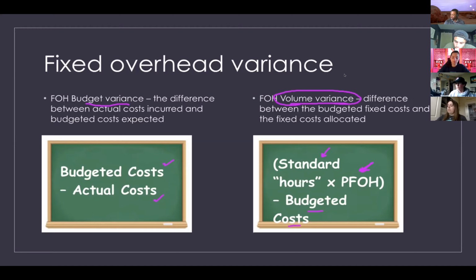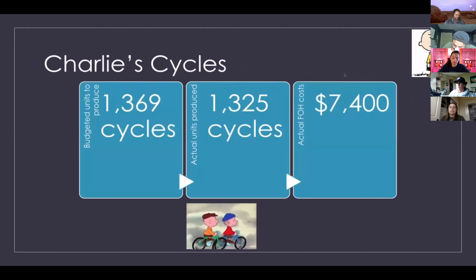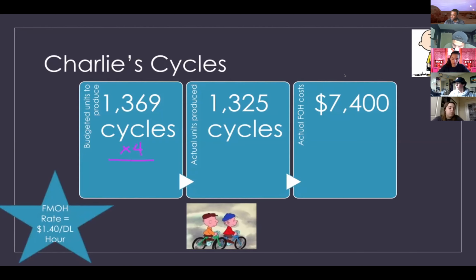So I'll show you an example with Charlie Cycles. The budget was for 1,369 bicycles and tricycles, right? 1,000 bicycles, 369 tricycles. Each one we estimated would take 4 hours. So that was 5,476, and then we multiplied that by our predetermined manufacturing fixed overhead rate of $1.40, and that gives us 7,666 and 40 cents, but I'm just going to stop at the dollars.